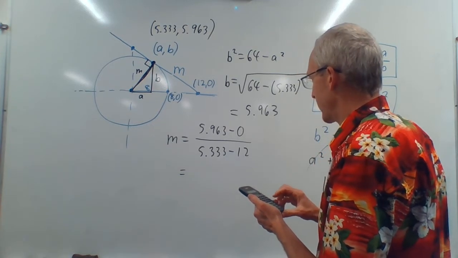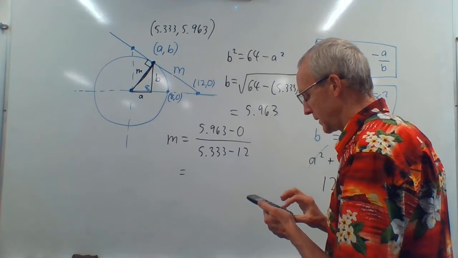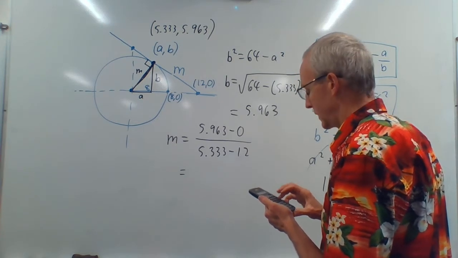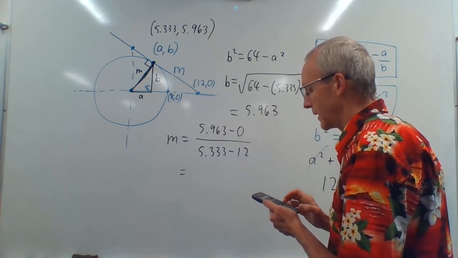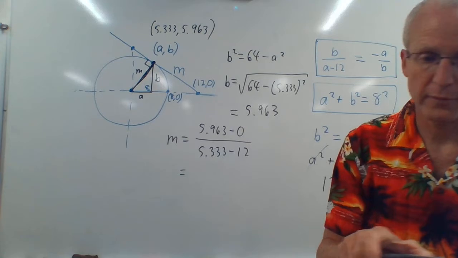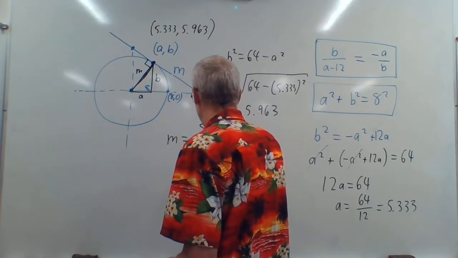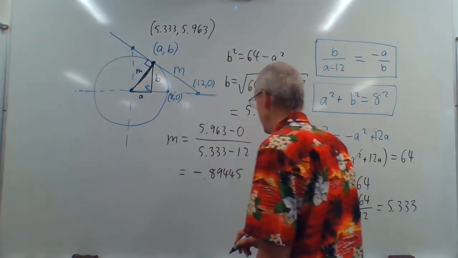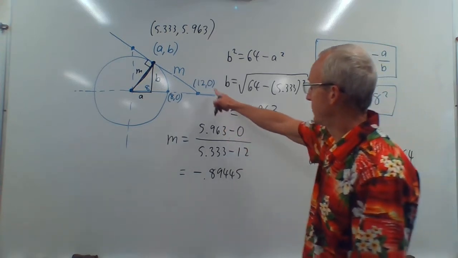So I get 5.963 divided by negative 6.667. What's that? I get negative 0.89. Oh, it doesn't get small fast. Negative 0.89445. That's a lot of decimal places, but whatever. Okay, that's the slope. We have a point.